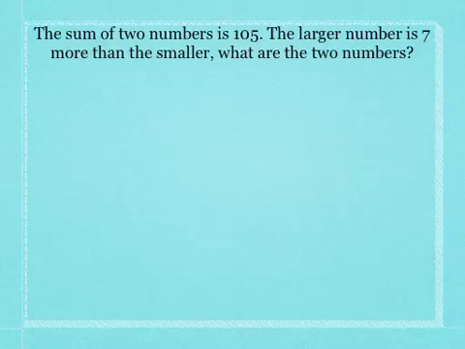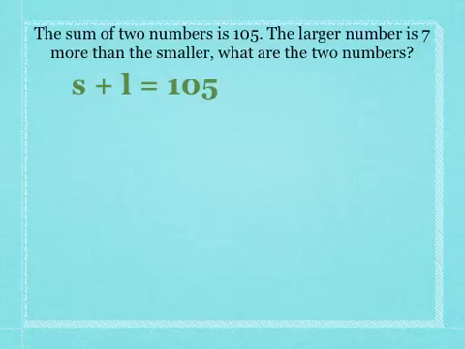I chose to use my variables s and l for smaller and larger. It really does not matter what your 2 variables are. You could have used a and b, you could have used x and y. Anything is totally fine for this problem. So the first sentence says the sum of 2 numbers is 105, which means I can take the smaller number plus the larger number and they would equal 105. So I said s plus l equals 105.